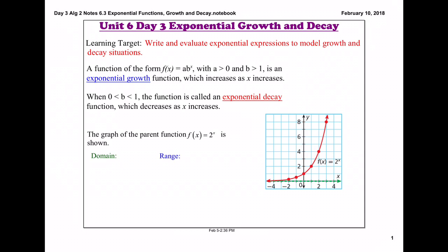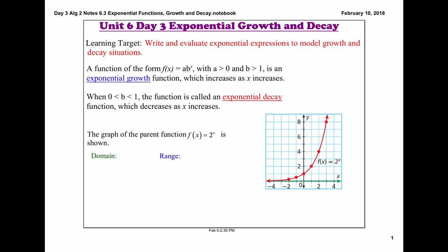A function of the form f of x equals a times b to the x power, when a is greater than 0 and b is greater than 1, is an exponential growth function, which increases as x increases. When b is between 0 and 1, the function is called an exponential decay function, which decreases as x increases. The graph of the parent function f of x equals 2 to the x power is shown at the right.